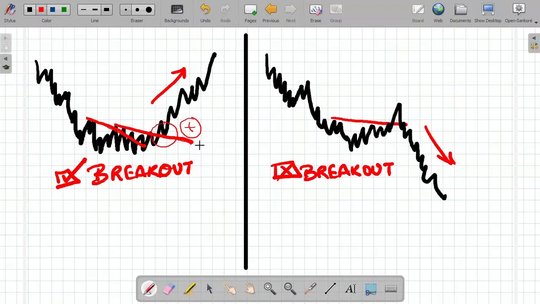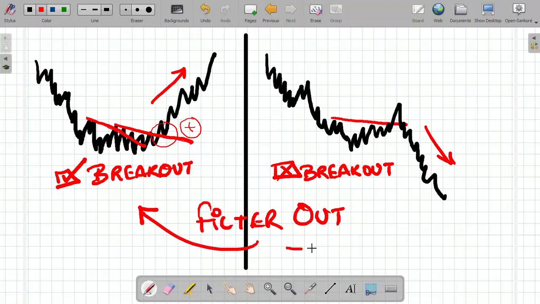How will you filter out? How are you going to filter out that I'm going to go with this trade and I'm going to not go with this one?